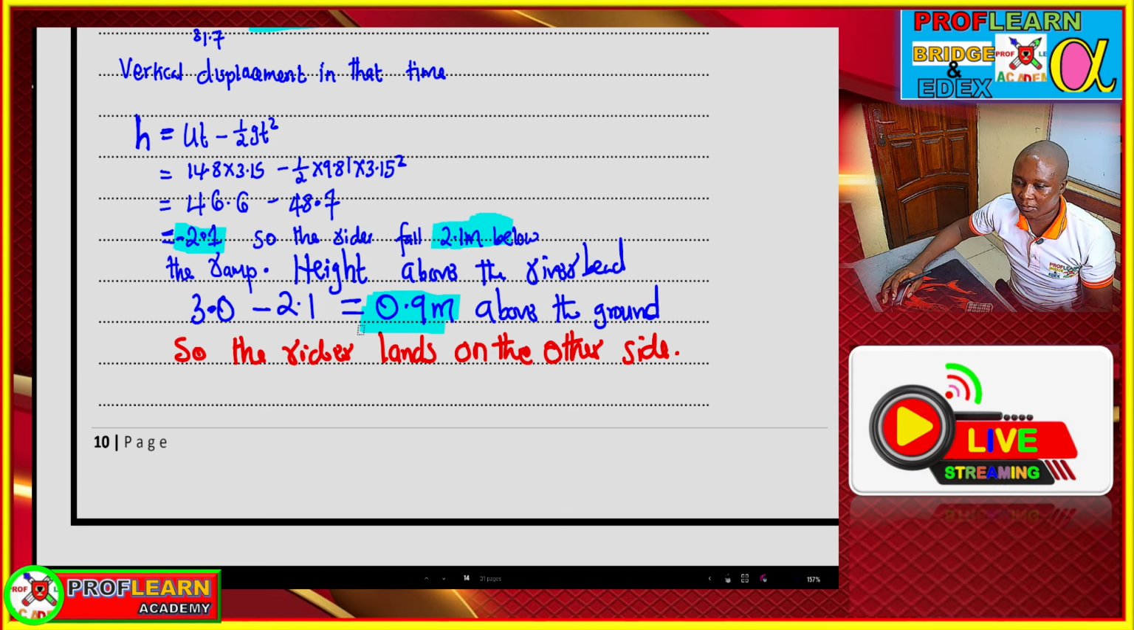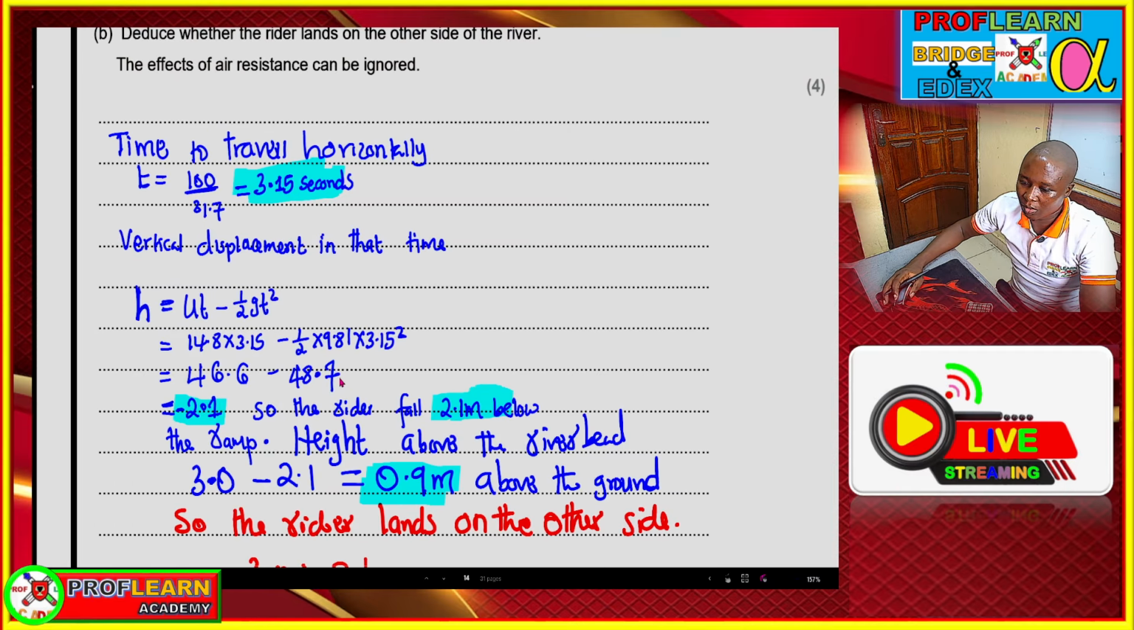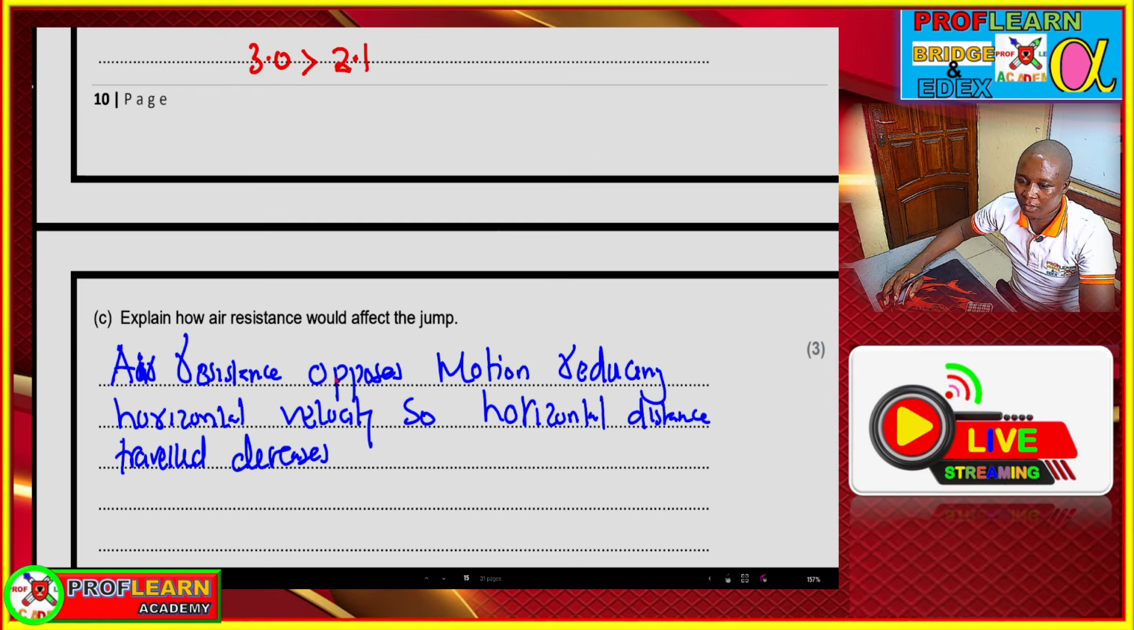Since we can see the value we are getting, 3.0 is actually greater than 2.1, this means that the person is going to land on the other side. This person is going to land on the other side of the river.